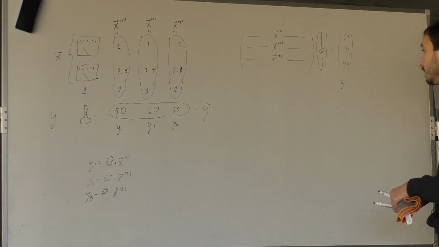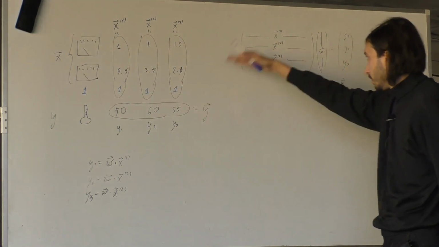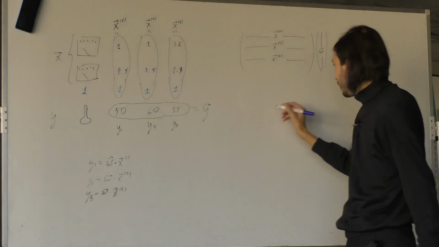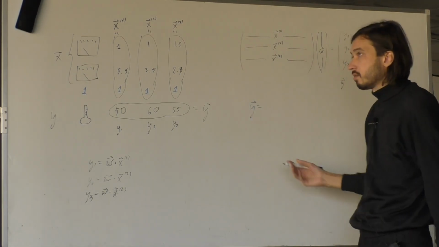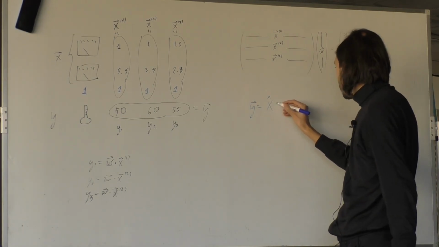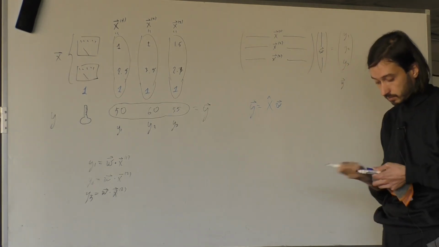And that's the reason behind that. Why do I write these vectors? Well, this way. So I will have my vector y to be equal to the matrix of x's times the vector of parameters. That's what I have.